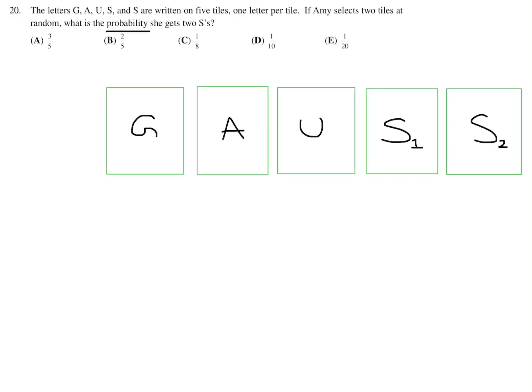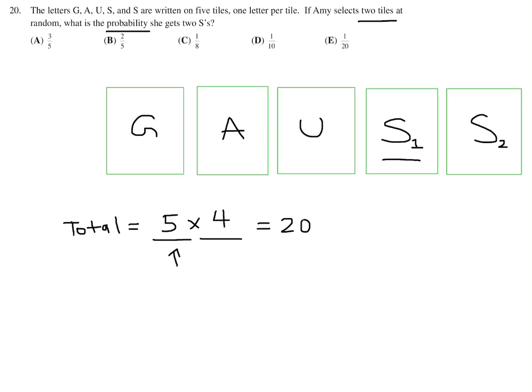Okay. First I want to figure out the total number of possibilities, because it's a probability question, so we'll have to divide by the total. If she's going to choose 2 tiles, what's the total number of possible combinations? For the first tile, she can choose any of these 5, so you got 5 choices. Then she has to choose another tile, and at that point there will only be 4 left to choose from. So the total is 5 times 4, which is 20. 20 ways to choose 2 tiles.